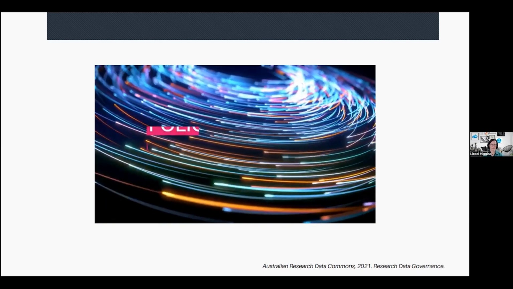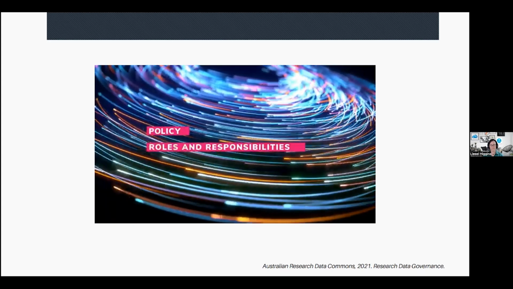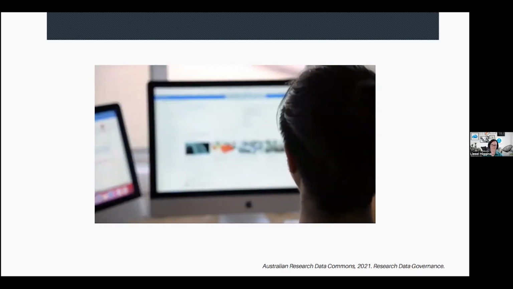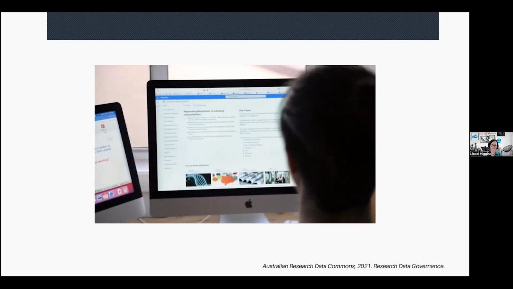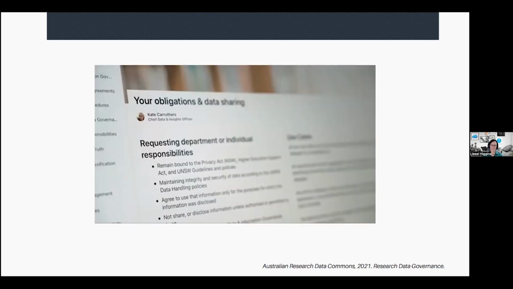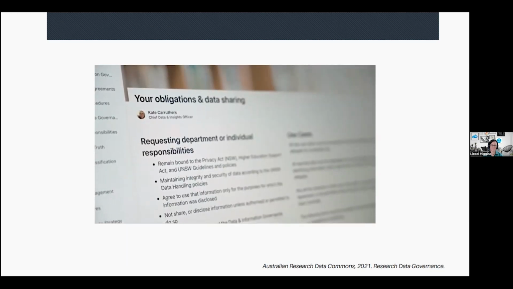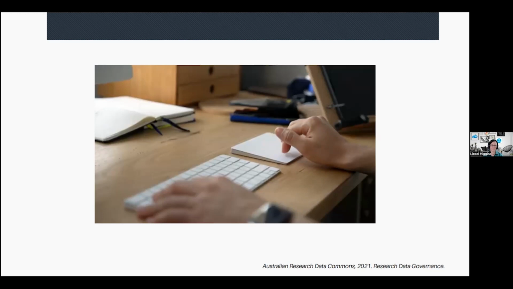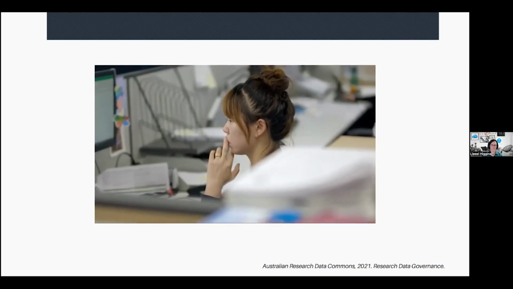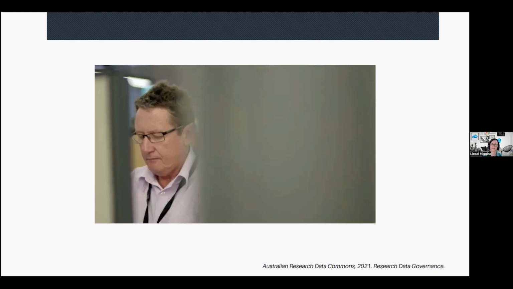Good data governance relies on policy, roles and responsibilities, and procedures. Policy components are the high-level strategic decisions usually made at an organisational level. That could include things such as data retention and infrastructure policies, as well as links to relevant privacy legislation and codes of conduct.